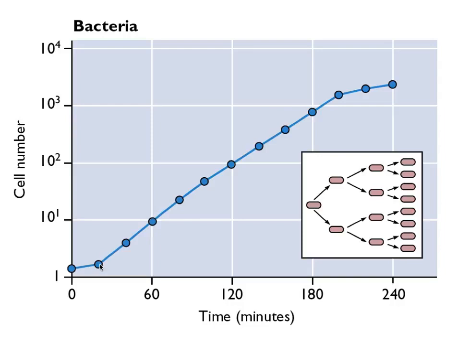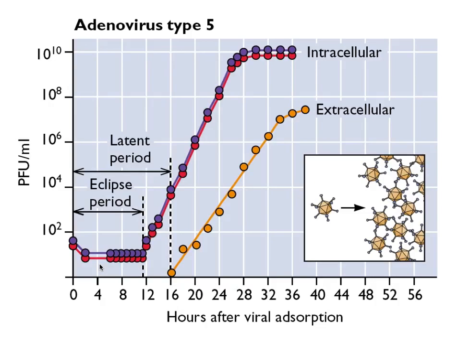They're simply dividing. And again, just to go back with viruses, remember there's an eclipse period during which you can't detect any infectivity. That's because new viruses are being made by making the parts and then putting the parts together. A fundamental difference between virus and bacteria. Viruses assemble by making the individual parts and putting them together. Bacteria divide by binary fission.